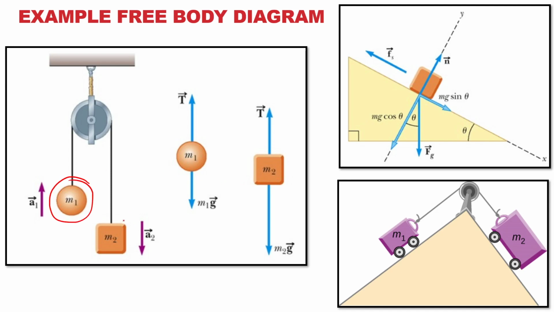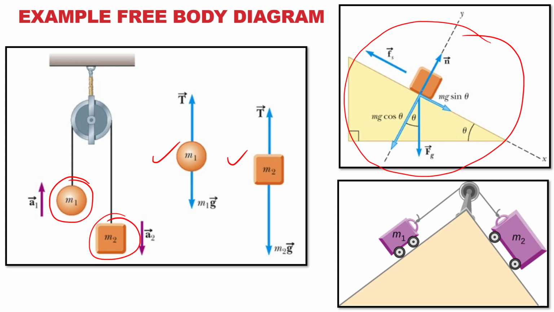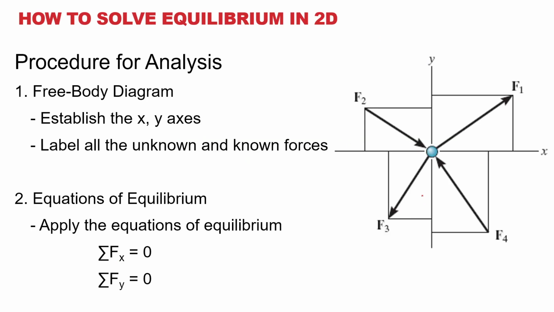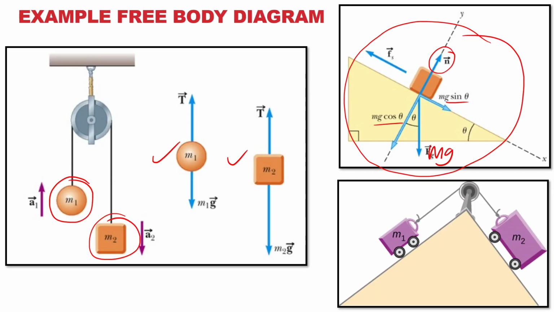Mass 1, mass 2, free body diagram. If you have something which is slanting, this one is actually mg. This one is actually normal. This one is mg cos theta. This one is mg sin theta. Okay. So that was your explanation on a free body diagram.